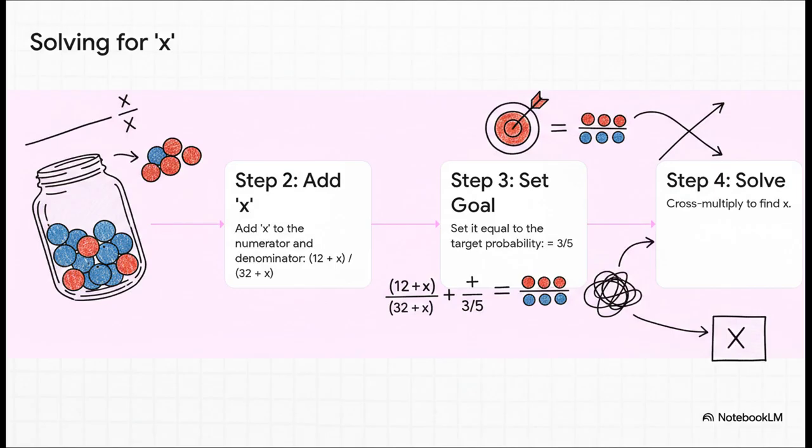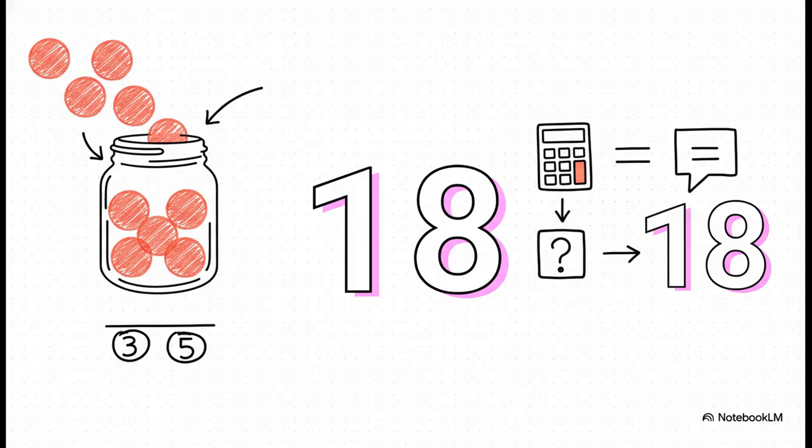We set that equal to our goal of 3/5, and now it's just an algebra problem. And when you cross-multiply and solve it all out, you find that X equals 18. You need to add 18 more red marbles to that jar to make the probability 3/5. See? Not so scary when you know how to set it up.